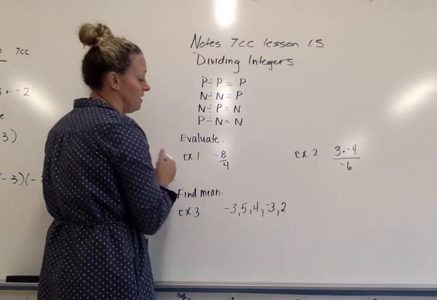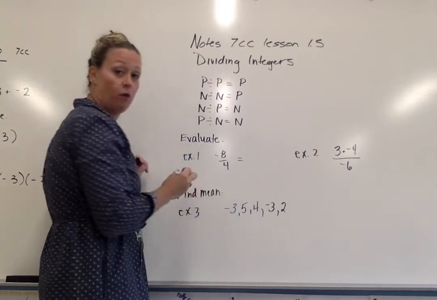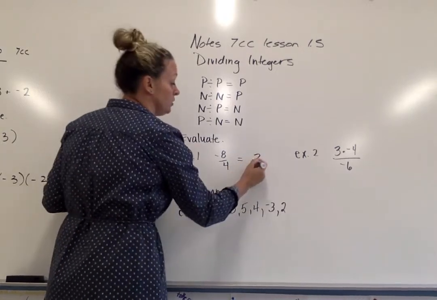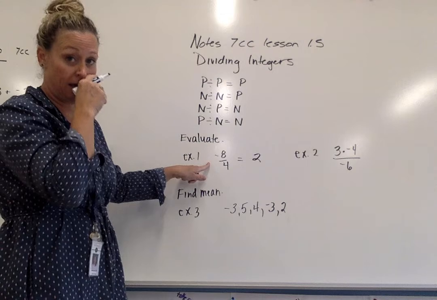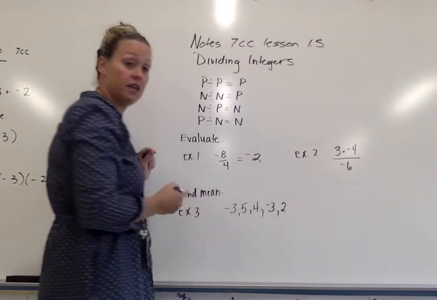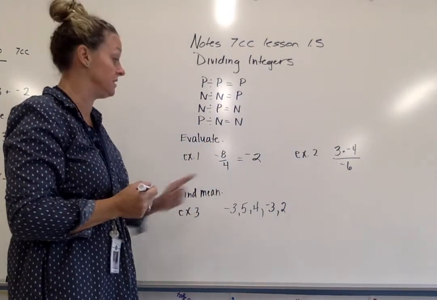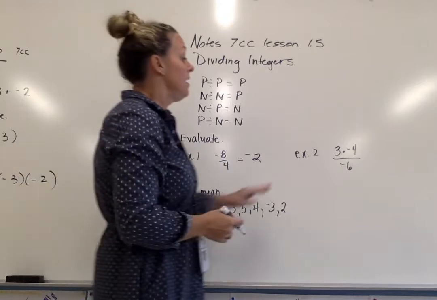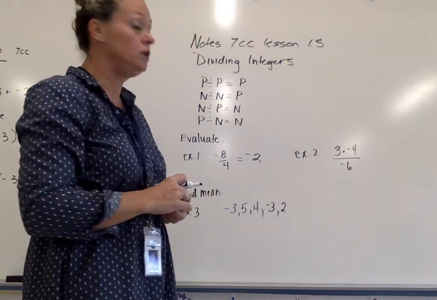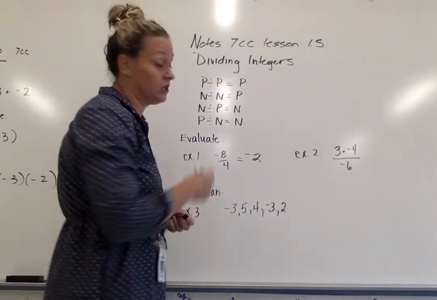If I have negative 8 divided by 4, 8 divided by 4 is 2. This is the opposite of 8, so the opposite of 2 is negative 2, because a negative divided by a positive is a negative.